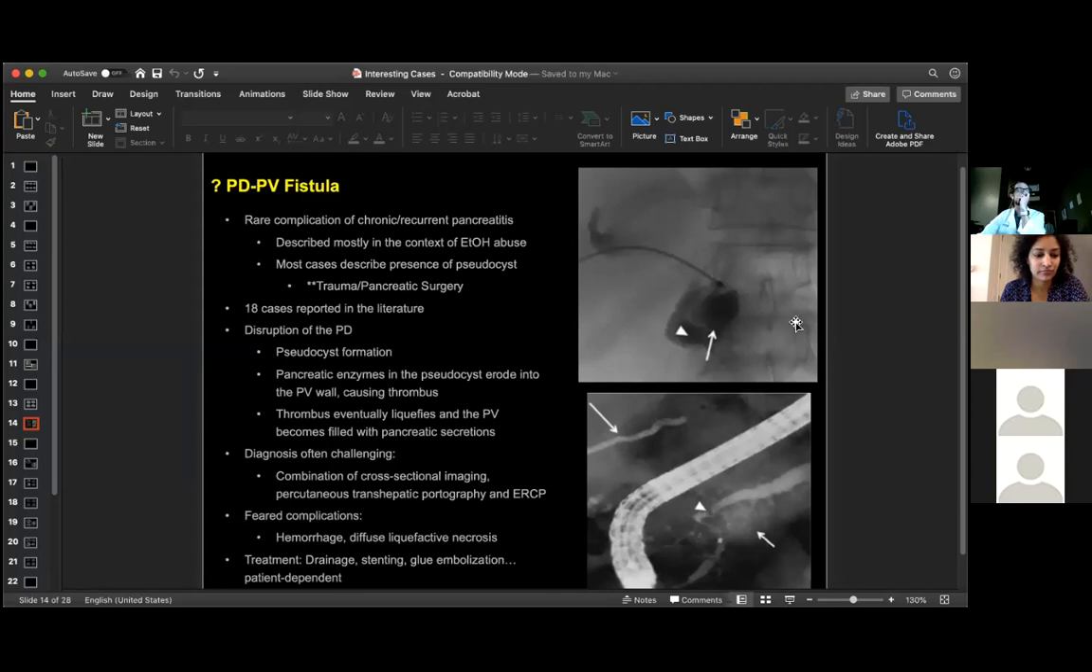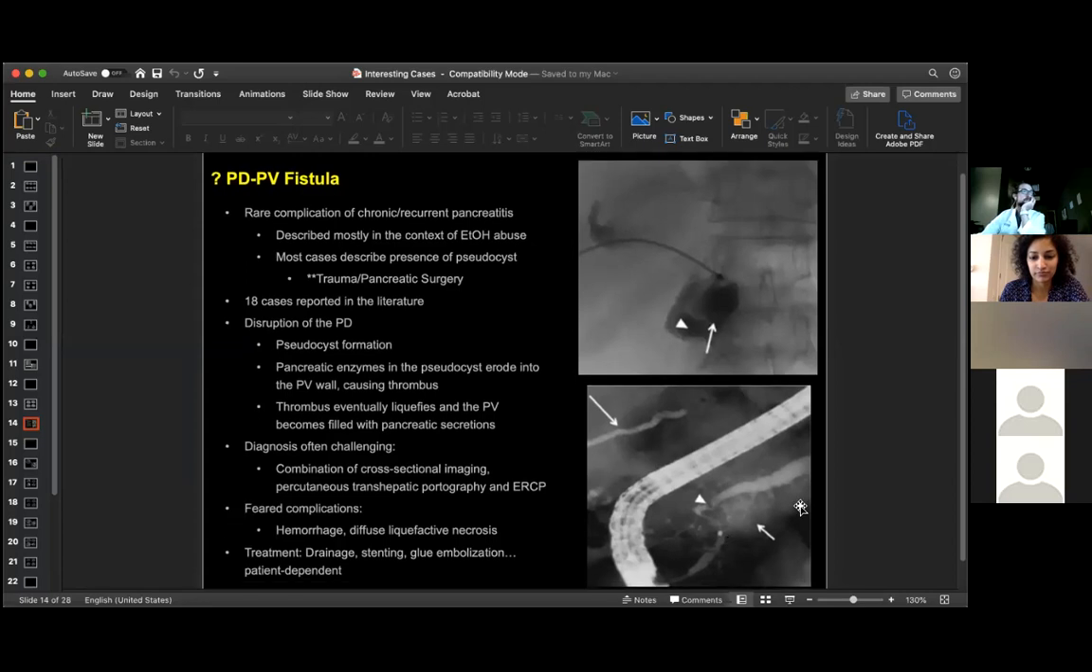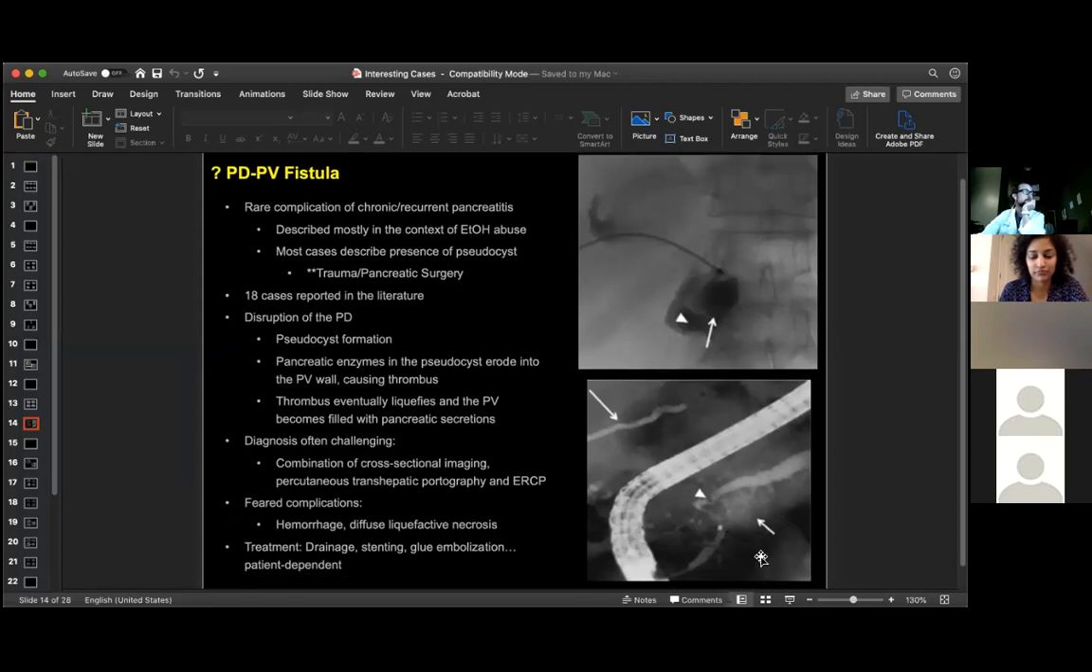These are some images from the literature. This is a percutaneous transhepatic portography. So here, basically, they cannulated the portal vein. And you can see that with opacification of the portal vein, there's this communication with a pseudocyst. And then an example of what an ERCP may look like in these patients. So here you have the main pancreatic duct. You can see that it's abnormally dilated upstream from this disruption, and that there is abnormal dye going into a pseudocyst in this location.